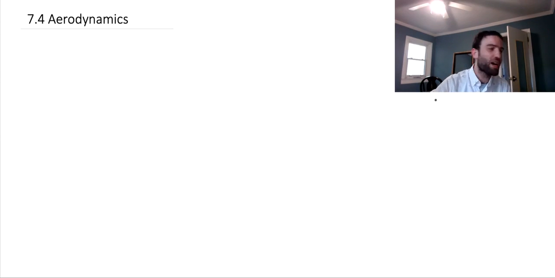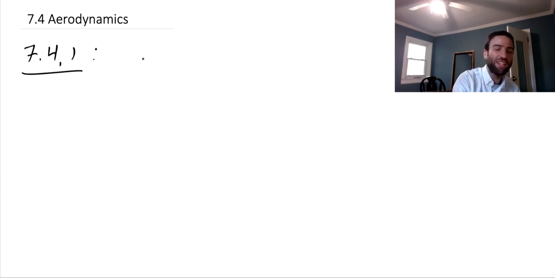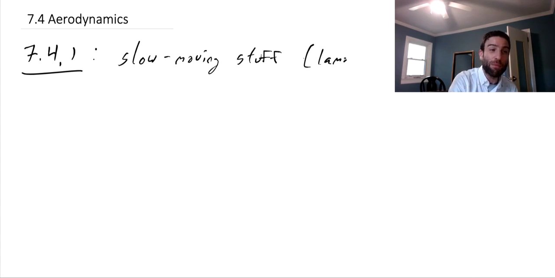Okay, so I'm going to start out with section 7.4.1, slow-moving things. And this is about basically laminar airflow around objects. So any object that's moving through a fluid is going to experience fluid dynamic forces. These are forces that are exerted on the object because it has relative motion through the fluid. Okay? So when that fluid is a gas, these are generically called aerodynamic forces, even if the gas isn't air. And when the fluid is a liquid, we usually call them hydrodynamic forces, even if it's not water.